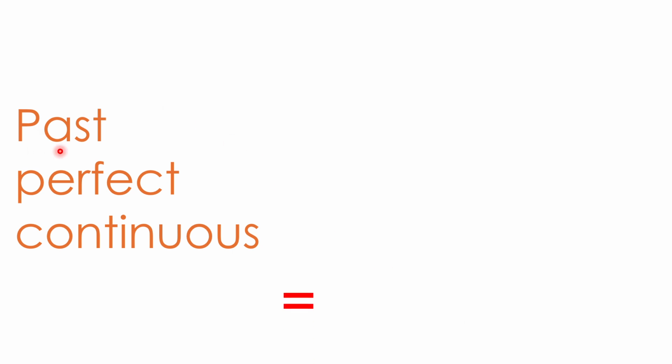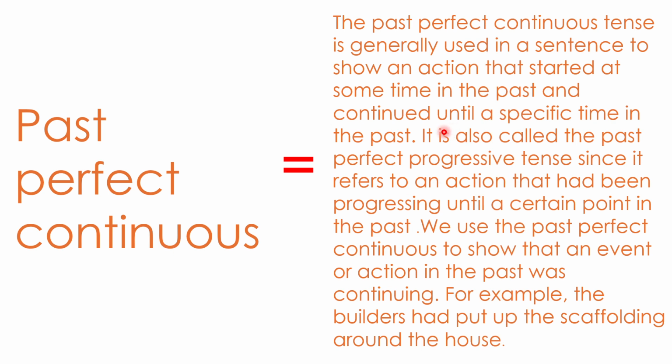Now the past perfect continuous. Let's see what this one means. So, this is a big definition. Let's read it together and break down any words you don't know what it means. So the past perfect continuous tense is generally used in a sentence to show an action that started at some time in the past and continued until a specific time in the past. So generally means like normally. So like casually.